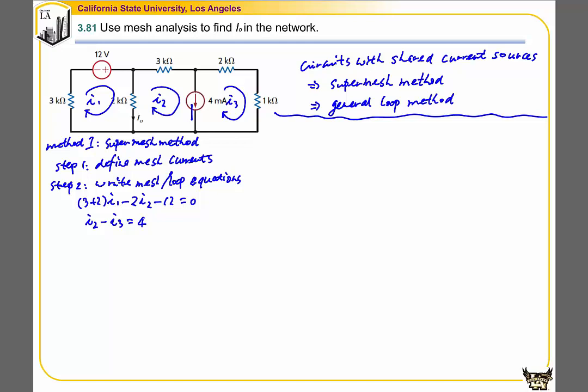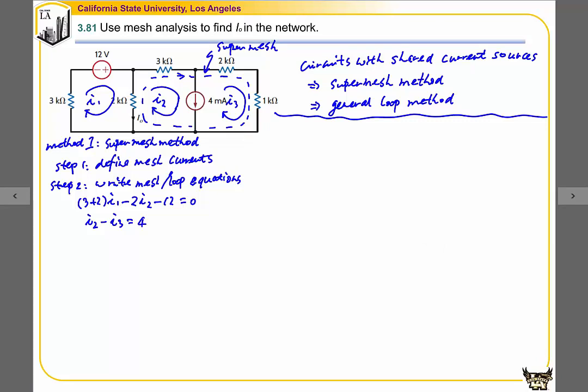The third equation will come from this supermesh. The supermesh is obtained by assuming that we don't have this shared current source. That will open up another mesh, which we indicate using the dashed line. So this will become a mesh. This mesh is called the supermesh. So we use KVL to write this loop equation.